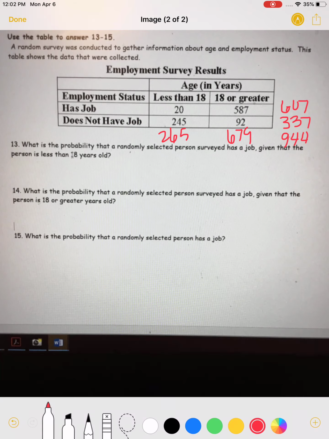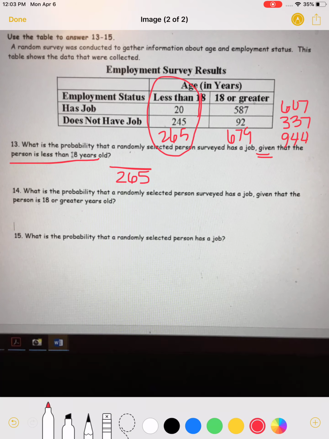Okay, 13. What's the probability that a randomly selected person surveyed has a job given that the person is less than 18 years old? So keyword, given. That means we are not looking at the entire table. We're not looking at all 944 people who took the survey. We are only looking at the people who are less than 18 years old. They're telling you that was the person chosen. So we're focusing on this part of the table.